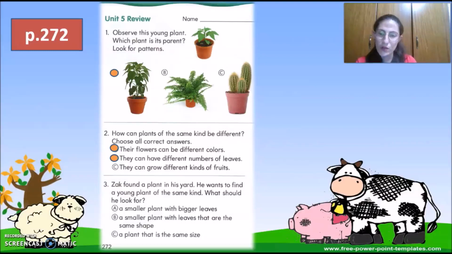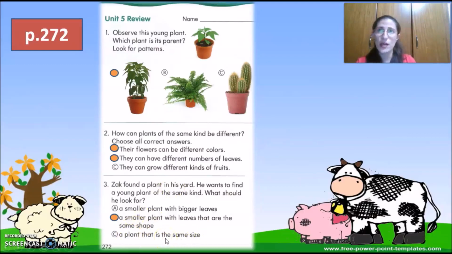A, a smaller plant with bigger leaves. No, this is incorrect, because how can it be a smaller plant with bigger leaves? This is not a young plant anymore. B, a smaller plant with leaves that are the same shape. Of course, why? Because he has the parent plant and is looking for its young. And when you look for the young plant of a parent plant, it will be a smaller plant with leaves that are the same shape as the adult plant or the parent plant.